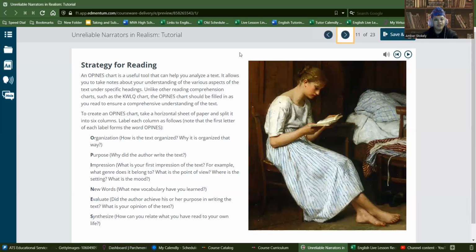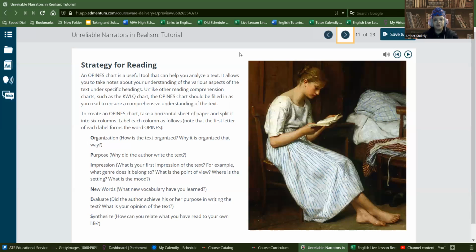The next letter is E. E is evaluate. When you answer the purpose question from earlier on, you have to ask yourself towards the end of the story, did the author do what it seemed like they set out to do? If they were trying to convince you to feel a certain way about something, do you think they did? Yes or no? Why or why not? And what do you think about the text?